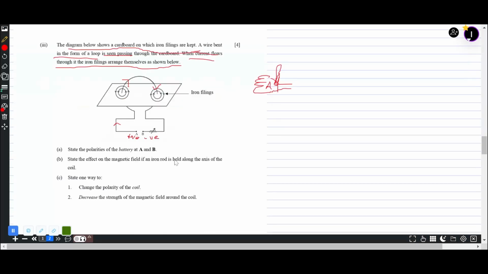State the effect on the magnetic field if an iron rod is held along the axis of the coil. If an iron rod is held along the axis of the coil, the magnetic field will grow. Why will it grow?